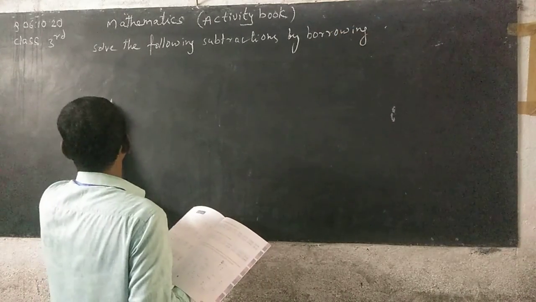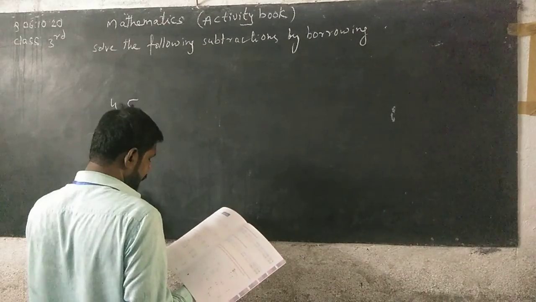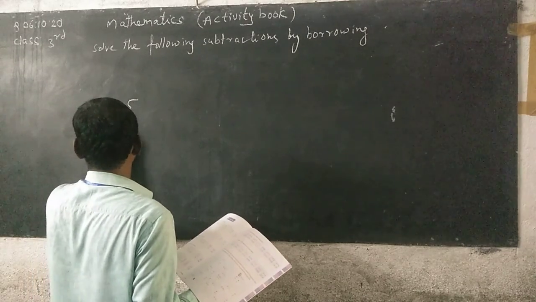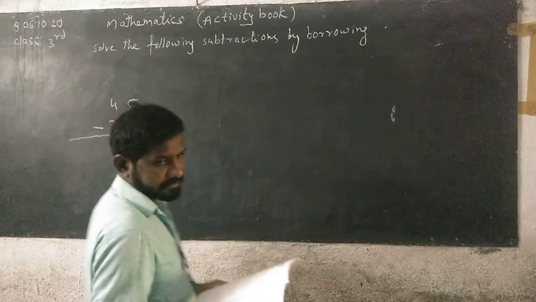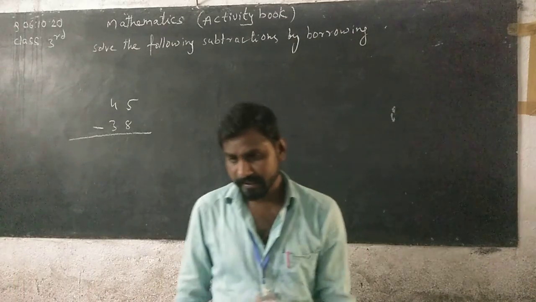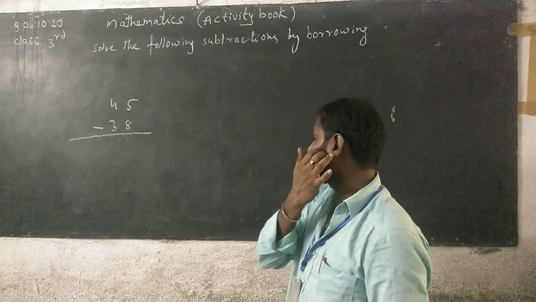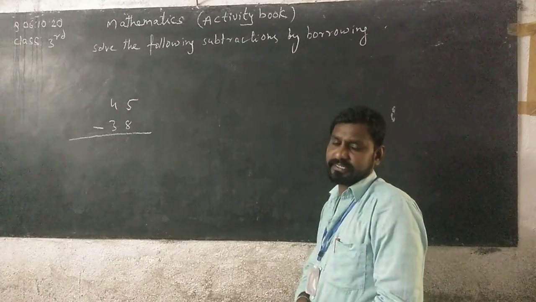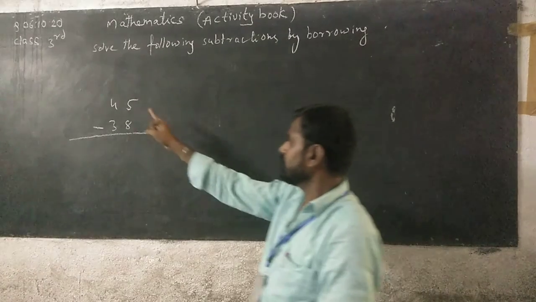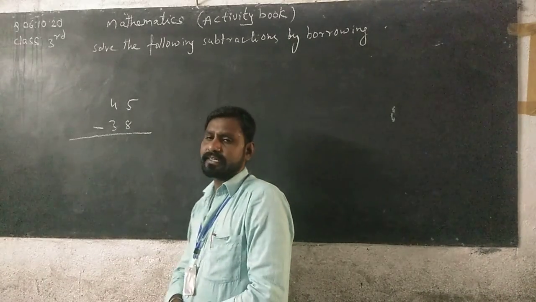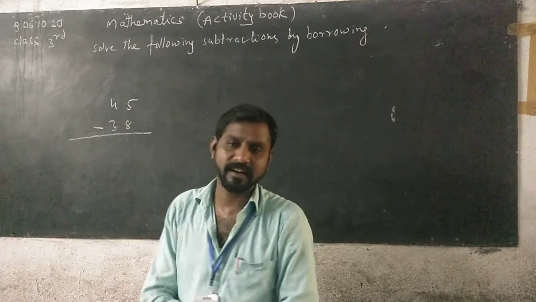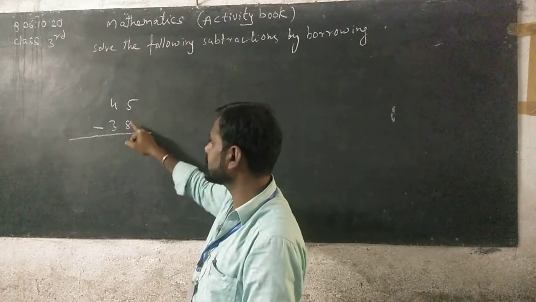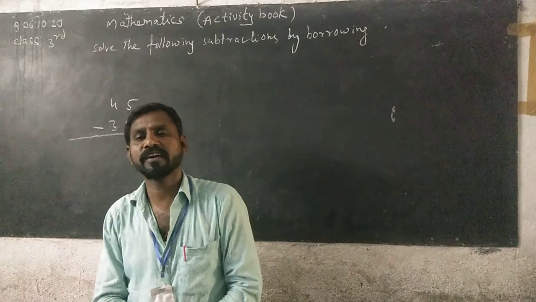See here, 45 minus 38. So this is ones, this is tens. Listen carefully. Subtract the digits in ones place first. So 5 minus 8. Possible? 5 is less than 8, so it is not possible. This is the smaller number, this is the bigger number. So what do we have to do?